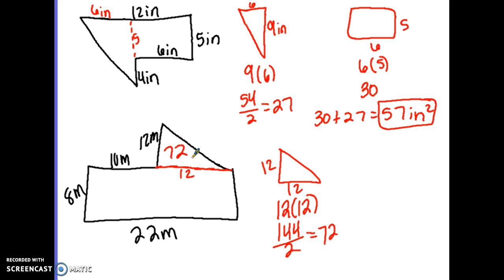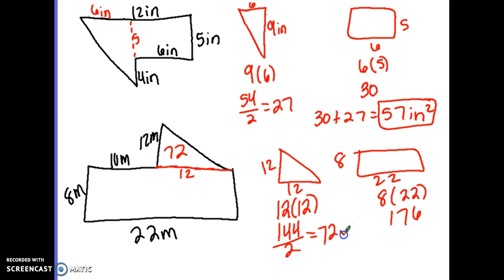For the rectangle, it's 8 by 22. 8 times 22 is 176. And when I add those two together, I get 248 square meters.